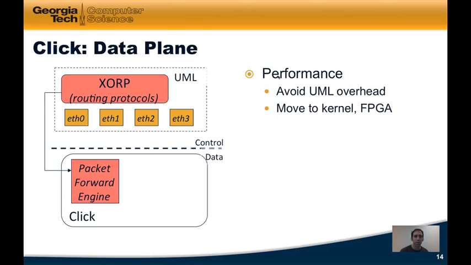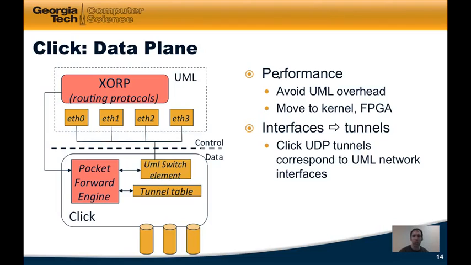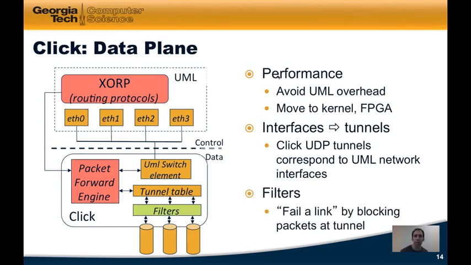VINI's data plane provides the appearance of these virtual network topologies to experimenters. VINI's data plane is implemented using a software router called Click, and the virtual interfaces were implemented using a technology called tunneling, which is also used in many other virtual network technologies to create the appearance of virtual links. In VINI, experimenters could also put filters in front of these tunnels to create the illusion or appearance of failing a link. These filters would essentially just block packets on individual tunnels.